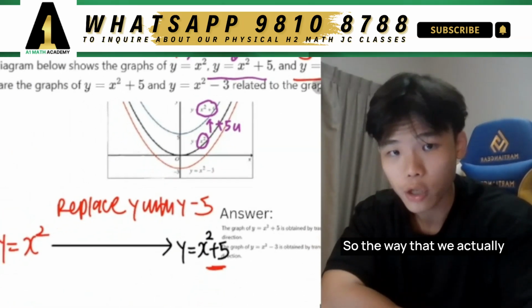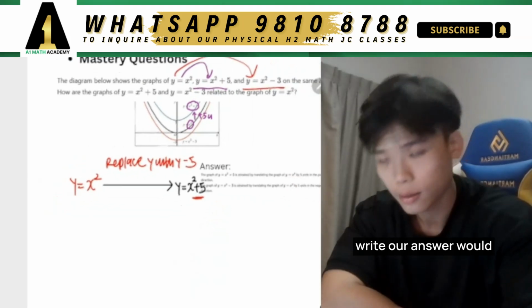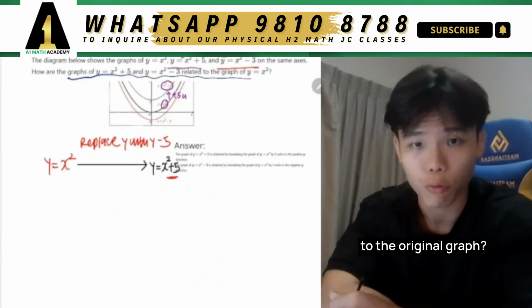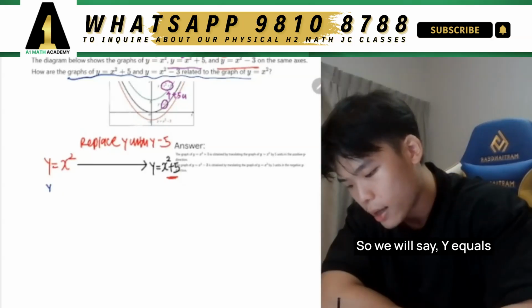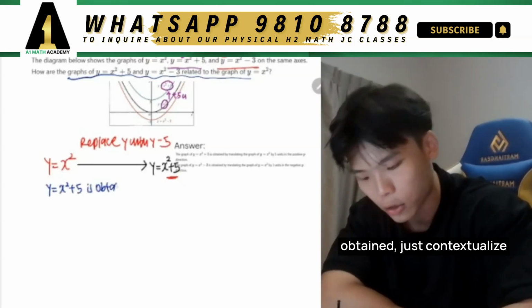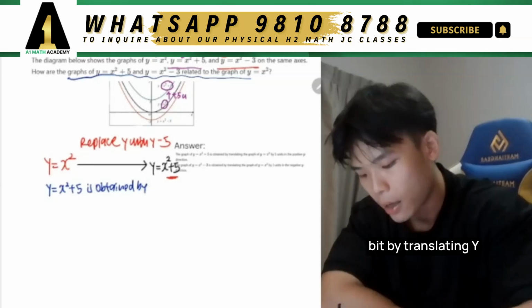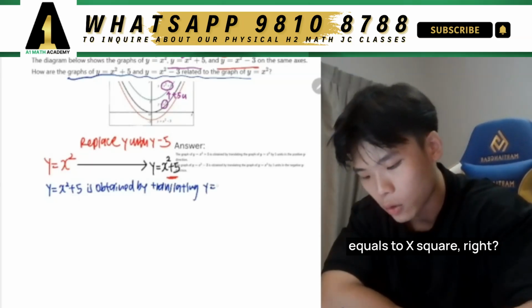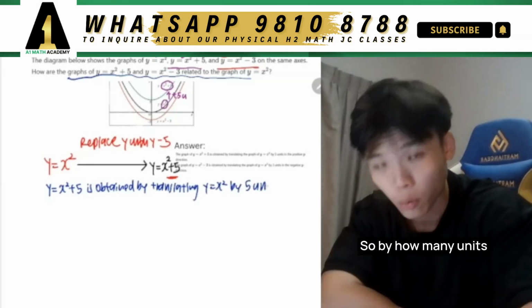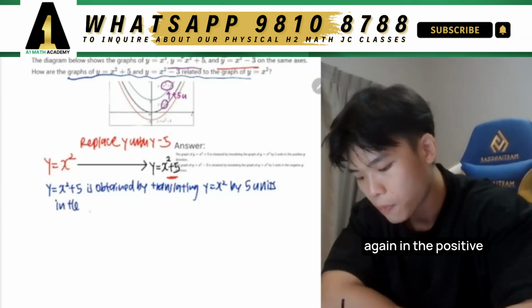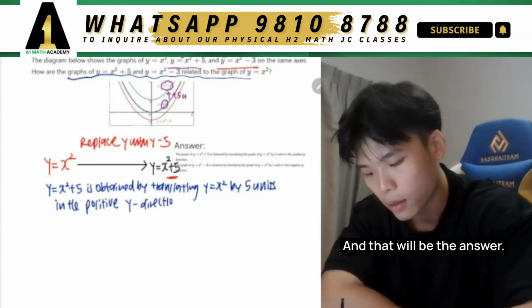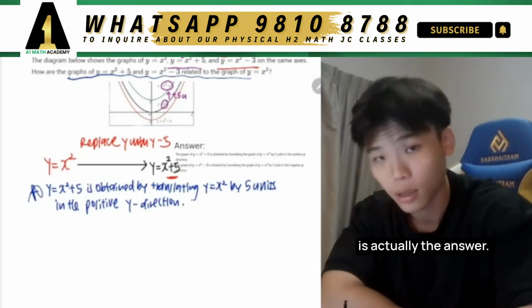So the way that we actually write our answer would be, and also contextualize to the question, right? They say, how is it related to the original graph? So we will say y equals x squared plus 5 is obtained, just contextualize the explanation a little bit, by translating y equals x squared, the original graph, by 5 units. So by how many units again? In the positive y direction. And that would be the answer. So this portion over here is actually the answer.